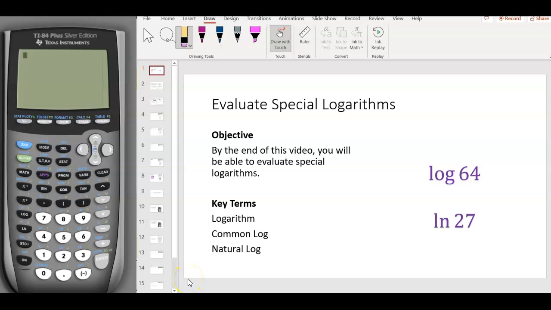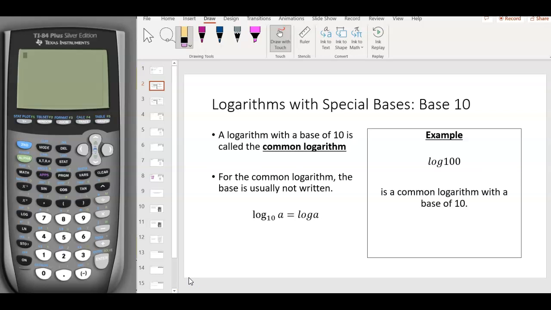So in this video, we're going to talk about how to evaluate some special logarithms. One of our special logs is called a common log. That is a logarithm with a base of 10. For the common log, the base is usually not written. So if you see the log of a, that means they're talking about the log base 10 of a. For example, the log of 100 is a common log with a base of 10.